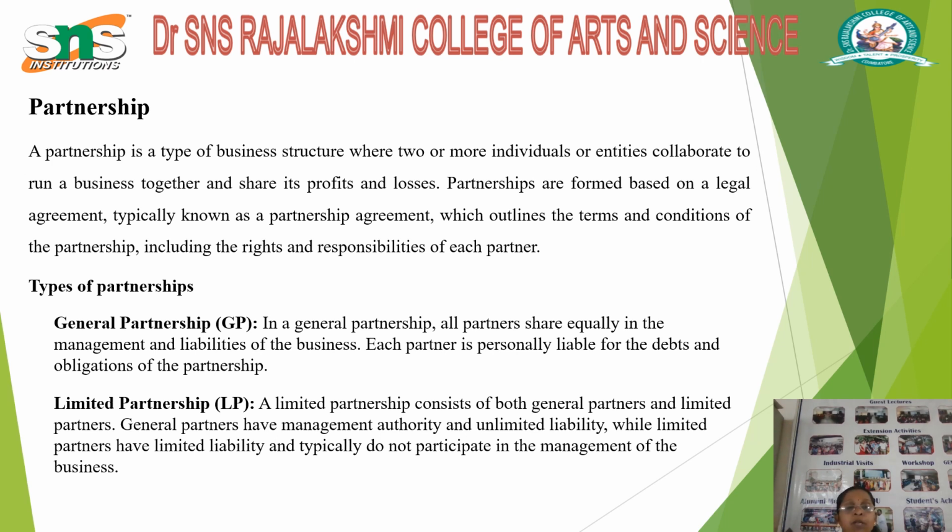Next, types of partnership. The partnership can be divided into two categories: GP and LP. GP is general partnership. The other one is limited partnership. First one, general partnership. All partners share equally in the management and liabilities of the business. Each partner is personally liable for the debts and obligations of the partnership.